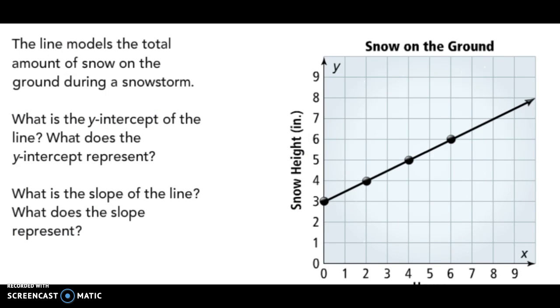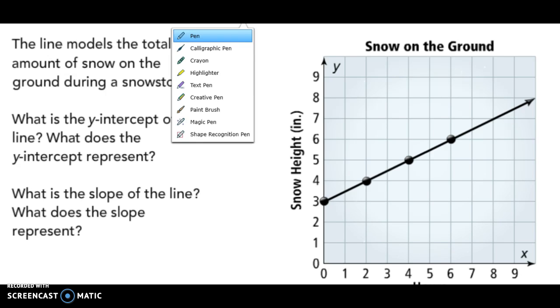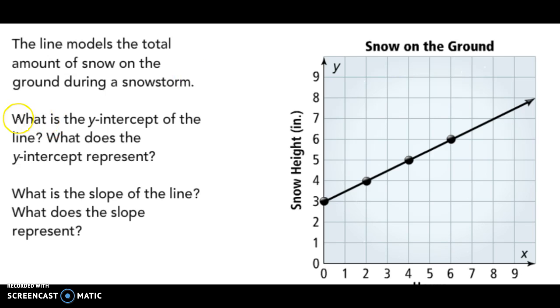The line models the total amount of snow on the ground around a snowstorm. What is the y-intercept of the line? What does the y-intercept represent? What is the slope of the line? What does the slope represent? So we have two sets of questions here. First, what is the y-intercept of the line? What does that y-intercept represent? Let's focus on that one first.